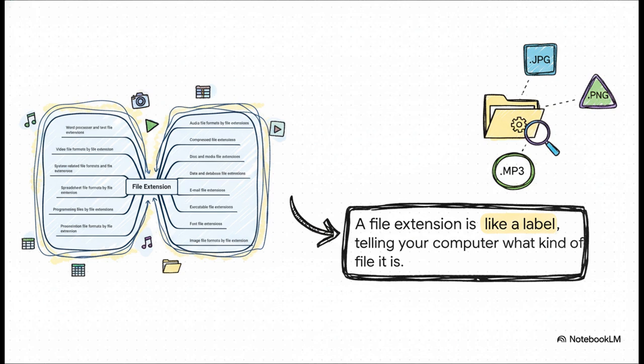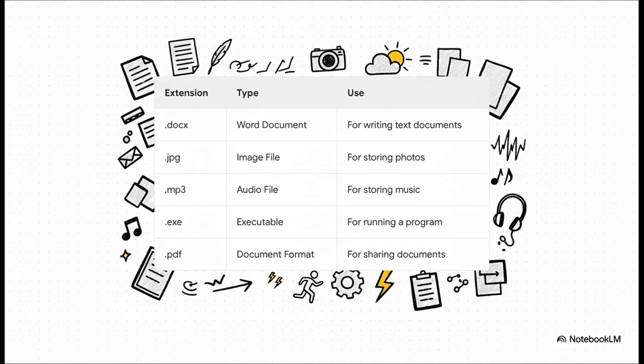It's like a label that tells the operating system, hey, this is a picture, open it with a photo viewer. Or this is a document, open it with a word processor. And you see these every single day. Most of them are for data, documents, images, music. But then there's the .exe file. Now that one is different. That tells your computer this isn't just data to look at, this is a program, run it. It's this simple labeling system that keeps your entire digital life from turning into absolute chaos.